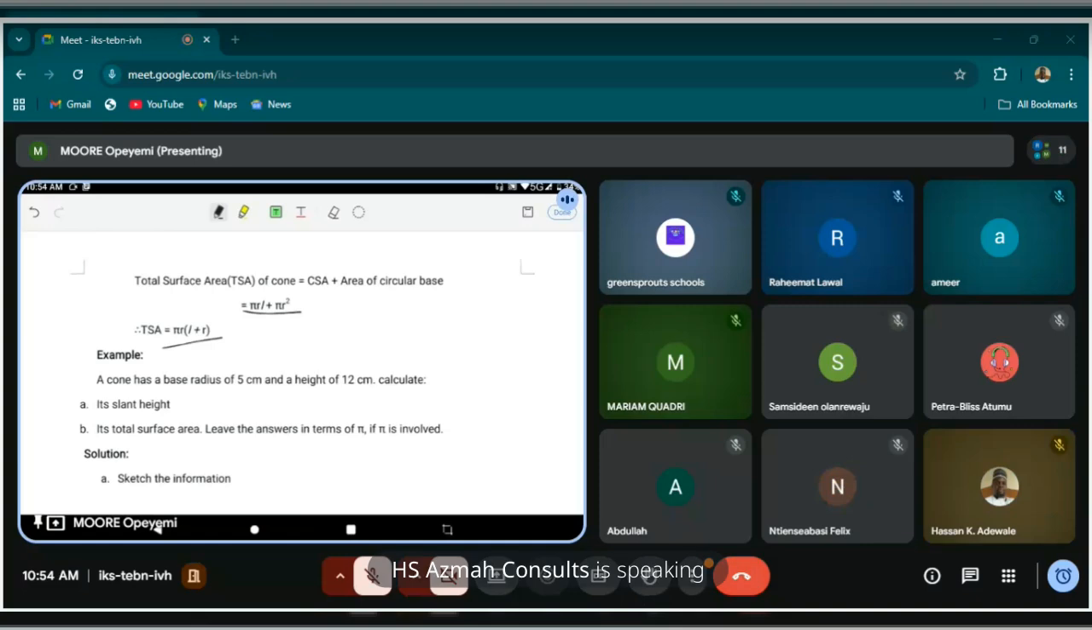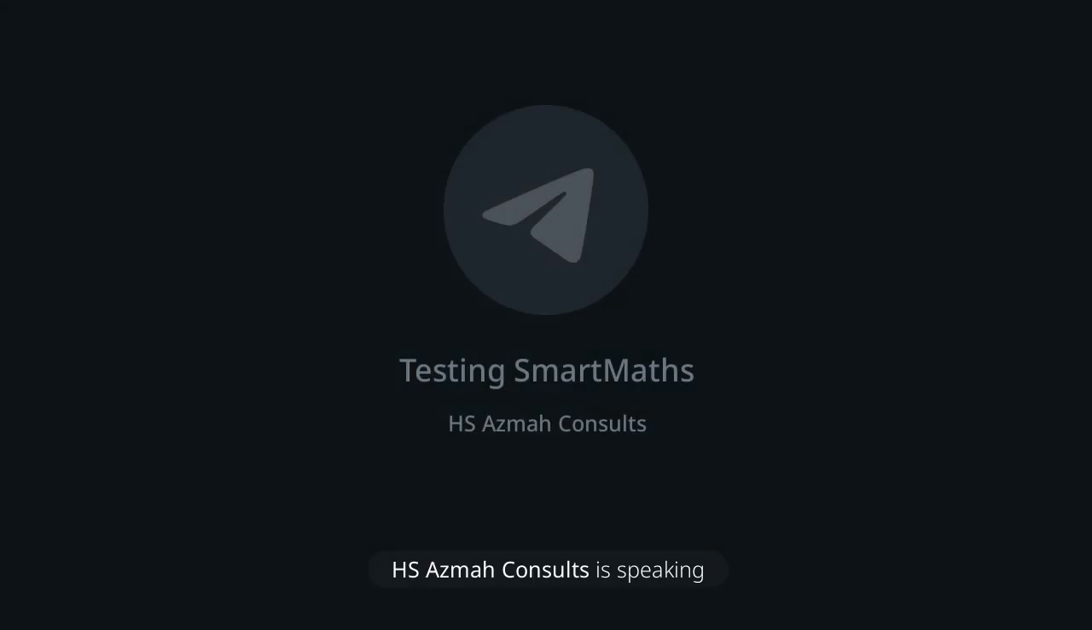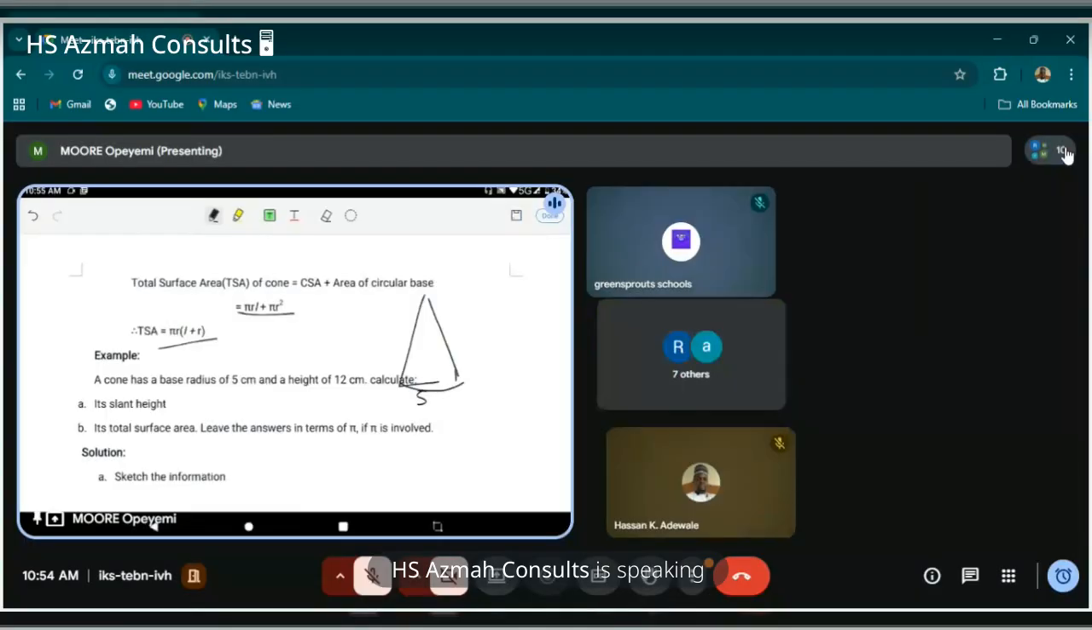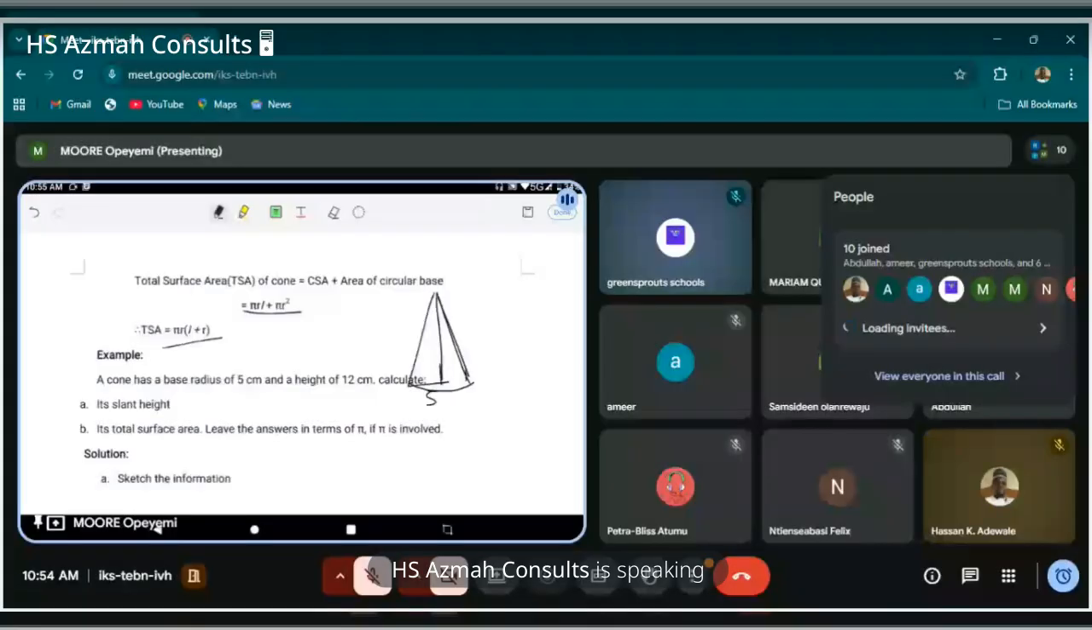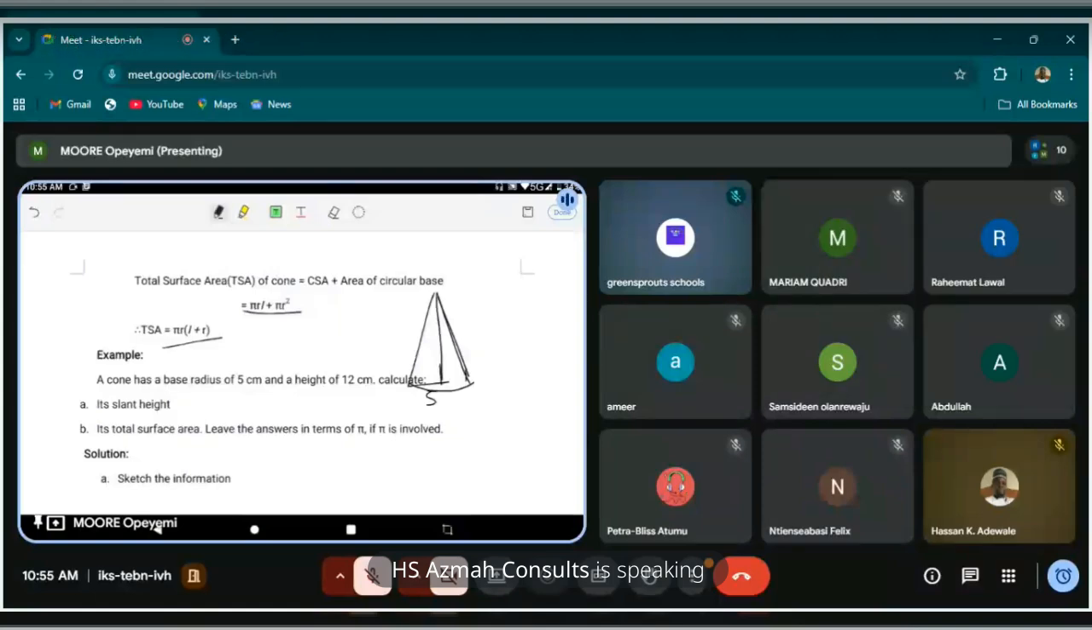You can see one very easy. You need to sketch the diagram. A cone. This is a cone. A cone has a base radius, this is the radius, yeah? 5. When they are saying height is 12, the height does not mean this one. No, this is the height of the cone. You see that? It said calculate the slant height. The radius is 5, the height is 12. The slant height is this one here.